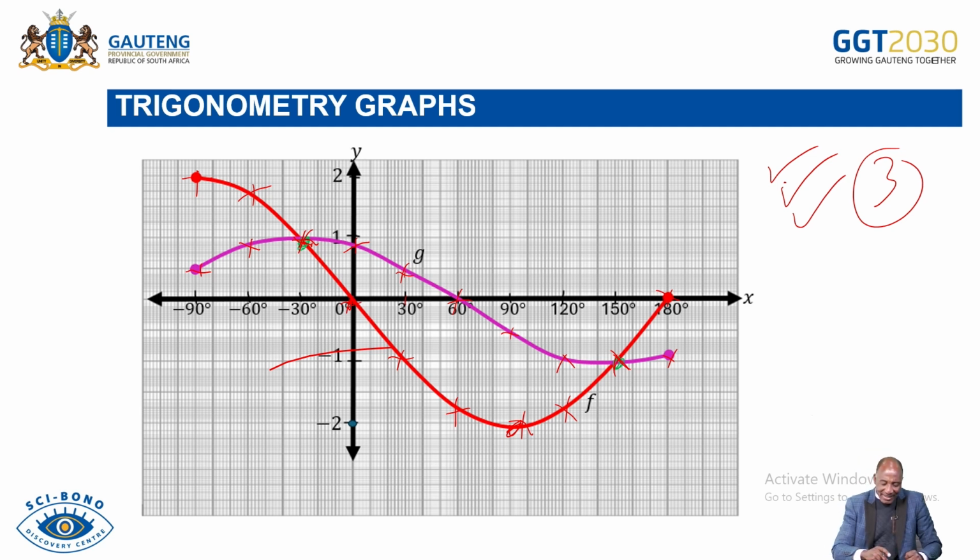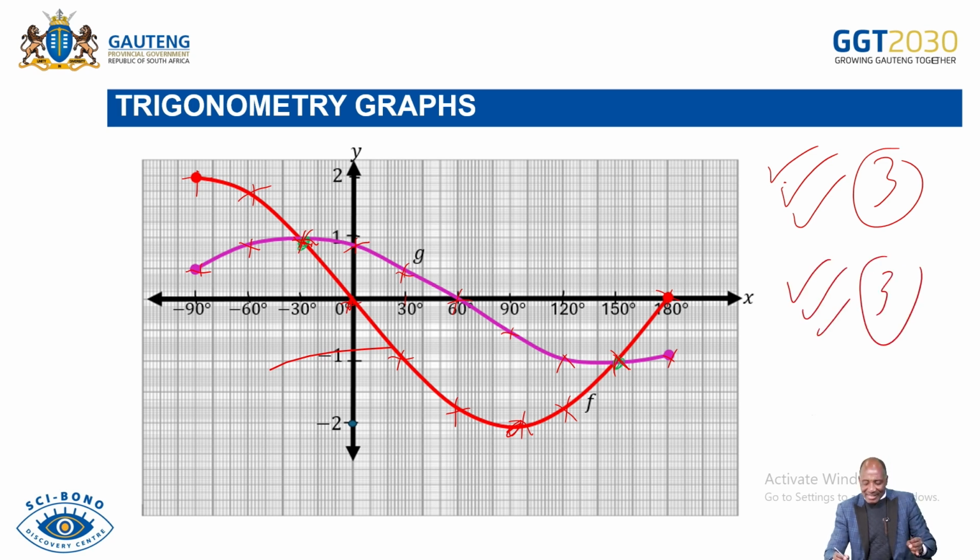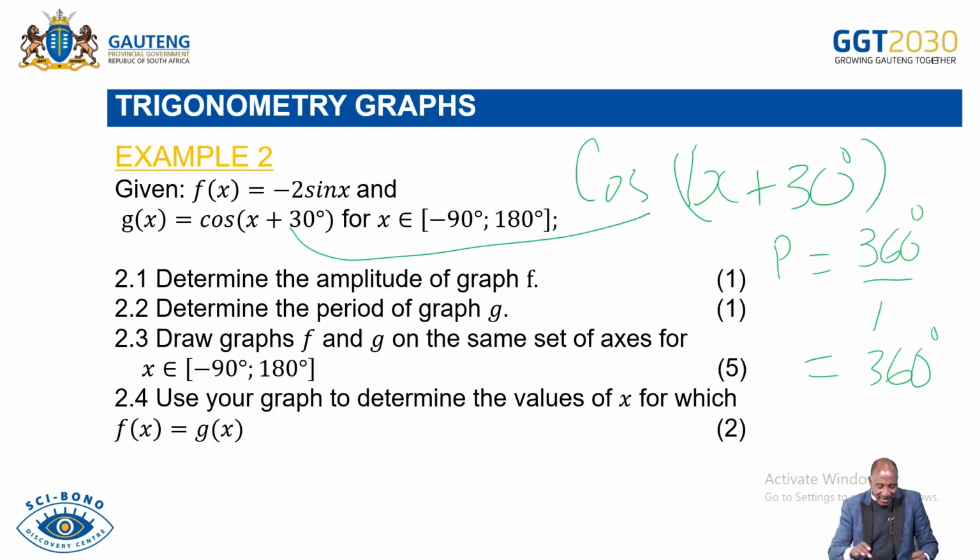Okay, right, so our next marks will be, of course, for the other graph. It will also carry 3 marks: 1 mark for the shape, 1 mark for the intercepts, and 1 mark for the turning points. Then you'll get a maximum of 6 marks there. Then we go back to the other question, which said, use your graph to determine the values of x for which f of x is equal to g of x, for 2 marks.